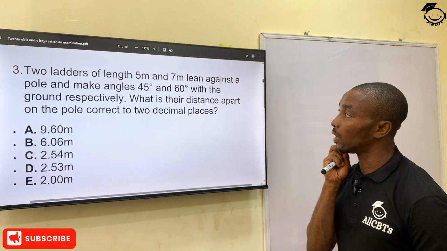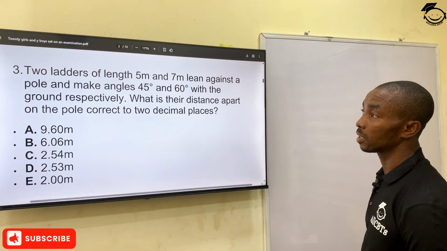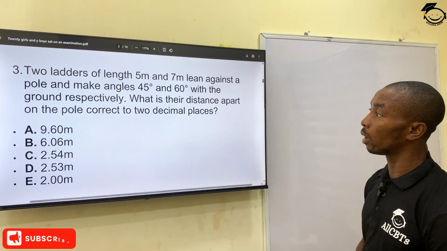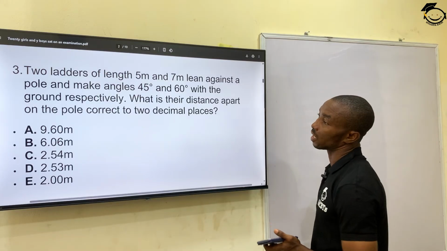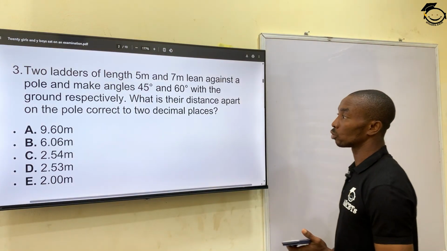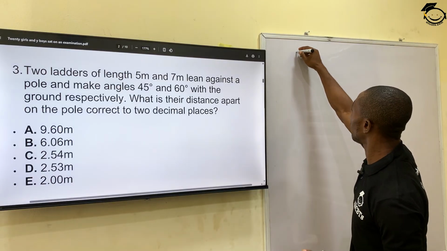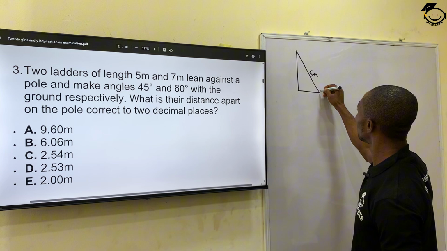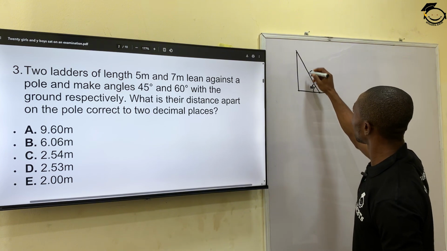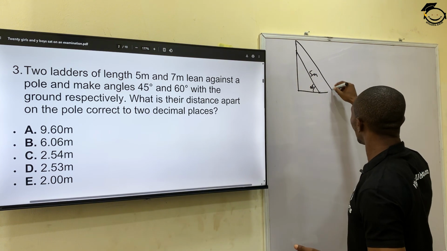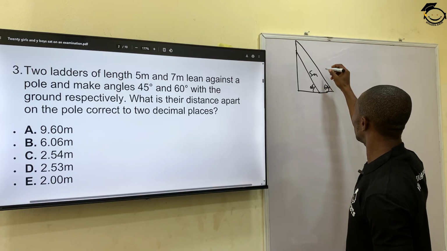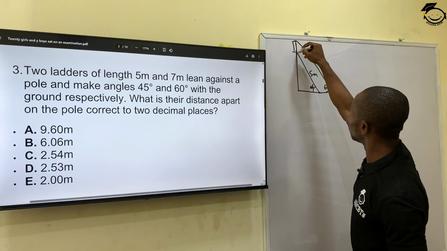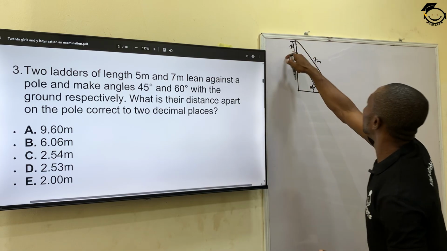Two ladders of length 5 meters and 7 meters lean against a pole and make angles 45 and 60 with the ground respectively. What is their distance apart on the pole, correct to 2 decimal places? Now, we have the first ladder, which is 5 meters, making angle 45, and the second ladder, which is 7 meters, at 60 degrees. We should find the distance between them on the pole.